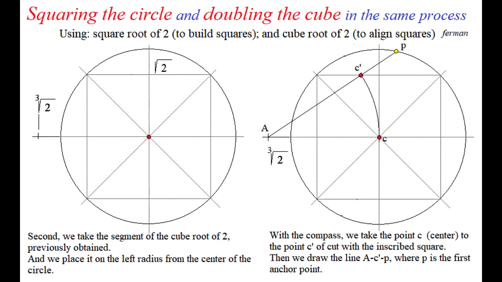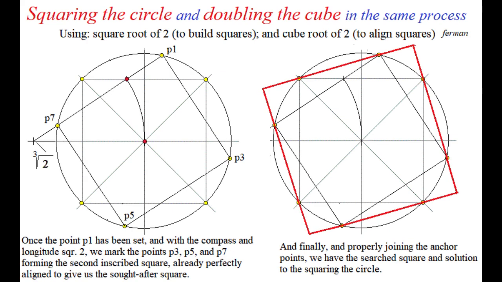In this drawing, Figure 3, we transfer the cube root segment of 2, AC, previously obtained, over the center C, and then with the compass we make an arc until cutting the square inscribed in C. And we proceed to draw the line ACP, which will mark the first anchor point P1.